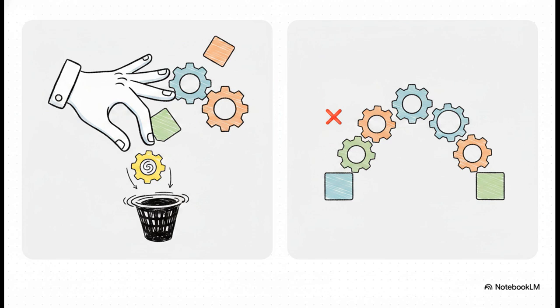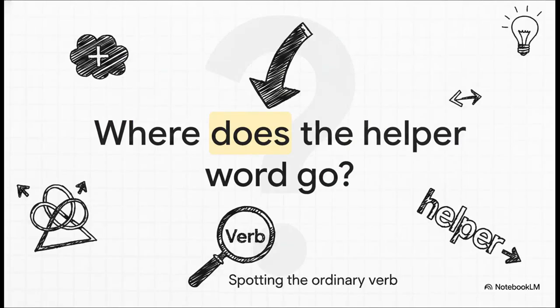A learner might ask, "What means this word?" instead of the correct form, "What does this word mean?" The learner frequently drops the helper word does completely, because, once again, their native language likely doesn't require a helper word just to ask a basic question. So the big question is, where does that helper word go, and which one do you even use?